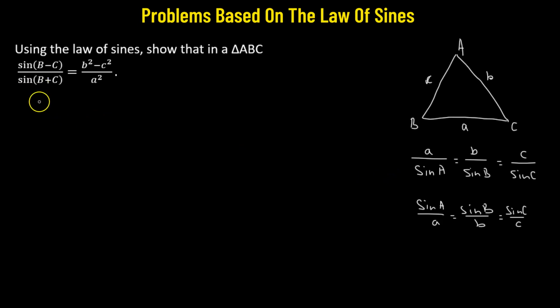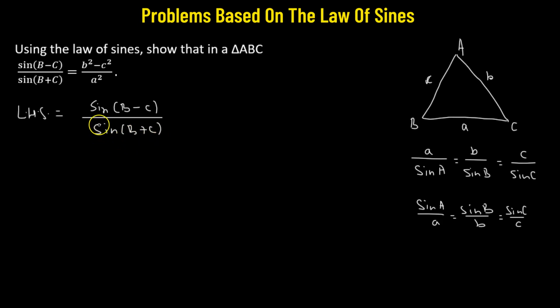So we will start from the left hand side. We can start either from the left hand side or from the right hand side. That's totally up to you. But for this particular case, I'm going to start from the left hand side. So we start with sine of (B minus C) divided by sine (B plus C).